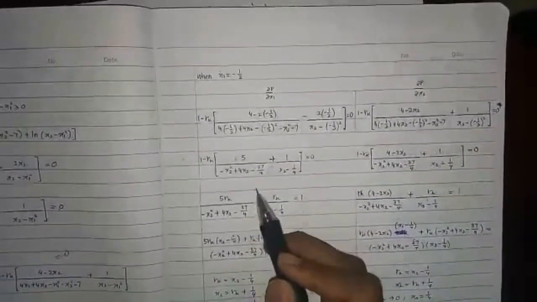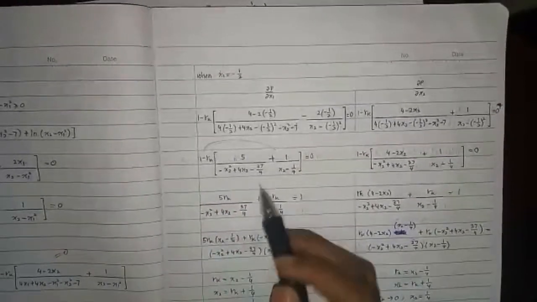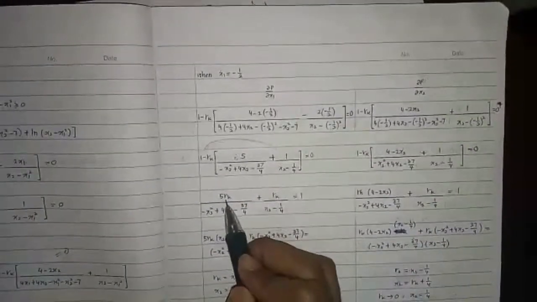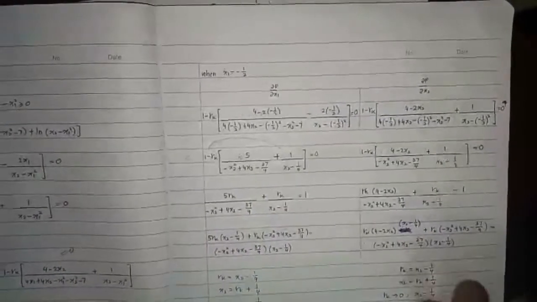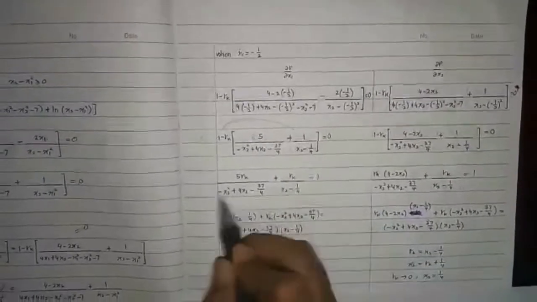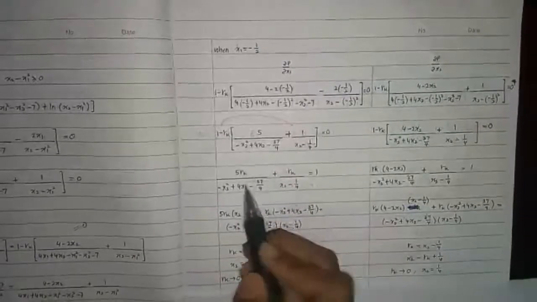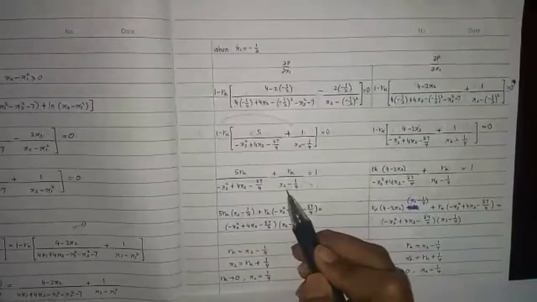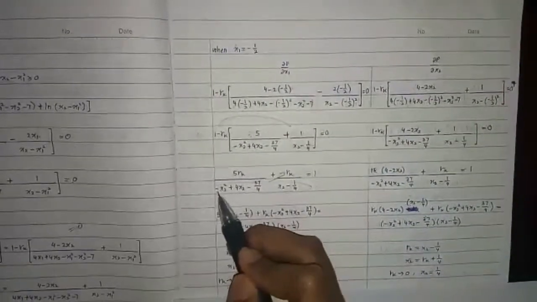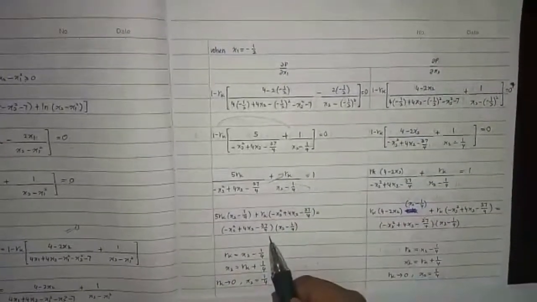We solve this, and then we separate RK into each function. This one RK we bring to the side, so we have positive RK and positive 1. Like this. And then we make the denominator equal. So 5RK times x2 minus 1 over 4 and RK times negative x2 squared plus 4x squared minus 37 over 4. And then we get like this.